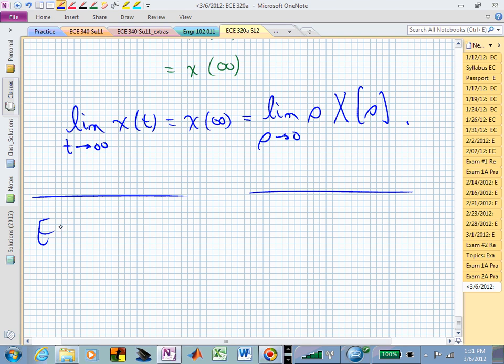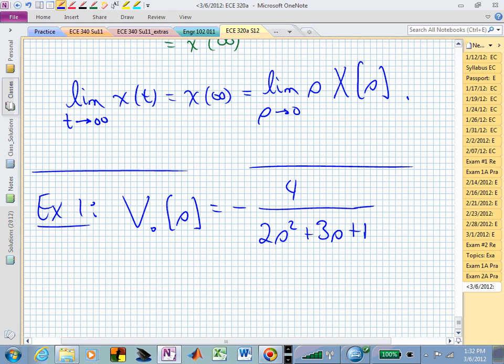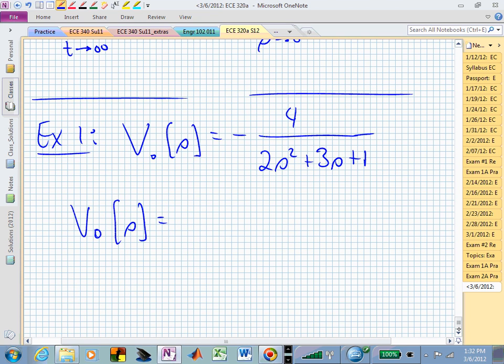Suppose that we have the following. Suppose some output voltage Laplace transform is given as minus 4 over 2s squared plus 3s plus 1. We usually like to have a monic denominator, don't we? What does that mean? Do you remember? Did I define that in here? What does it mean for a polynomial to be monic? M-O-N-I-C. The first coefficient is 1. And we can make that happen in this particular case by factoring out the 2, and we have s squared plus 3 halves s plus 1 half.